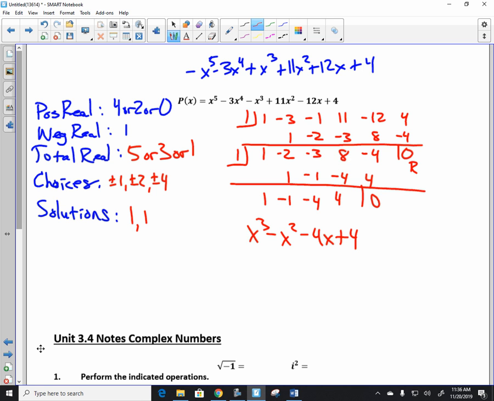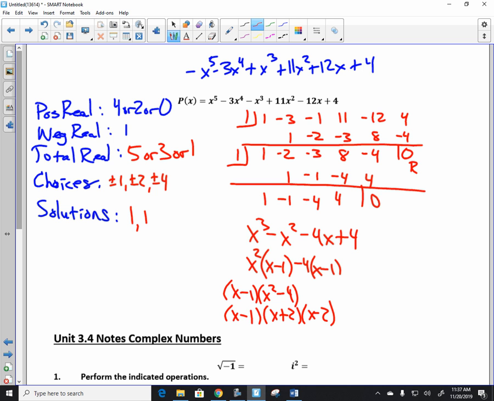Factor out the x squared and you're left with... Then factor out a -4, and you're left with? Factor out the x minus 1, you're left with x squared minus 4. So x minus 1 times x plus 2 times x minus 2. So what are your other solutions? 1 and then plus or minus 2, right?